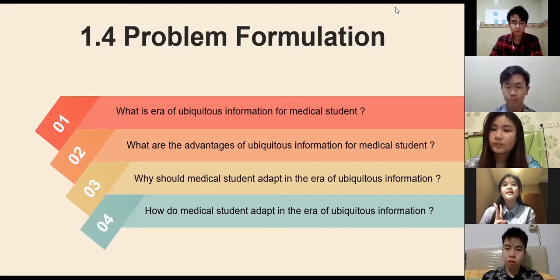Third, why should medical students adapt in the era of ubiquitous information? The reason is that it is essential for us to adapt to this era. Fourth, how do medical students adapt in the era of ubiquitous information? How can we, as medical students, adjust to this change? That's all.